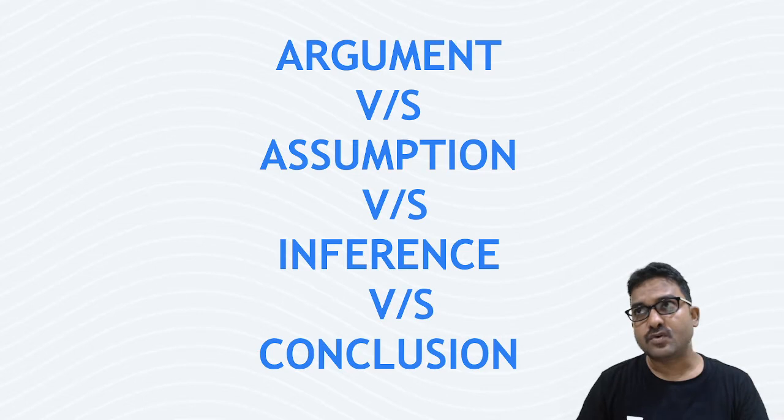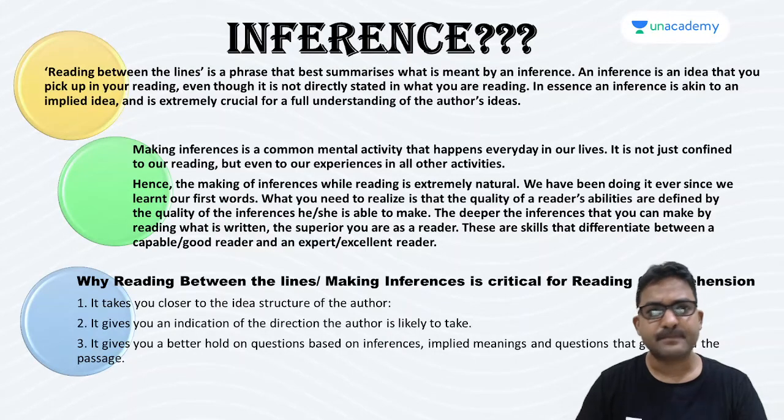So the beginner course parts 5, 6, and 7 will emphasize more the inference part. In the coming sessions, we'll be analyzing more questions from inference. As an example of what inference is: basically, inference is reading between the lines. That best summarizes what is meant by an inference. So this is an implied idea.